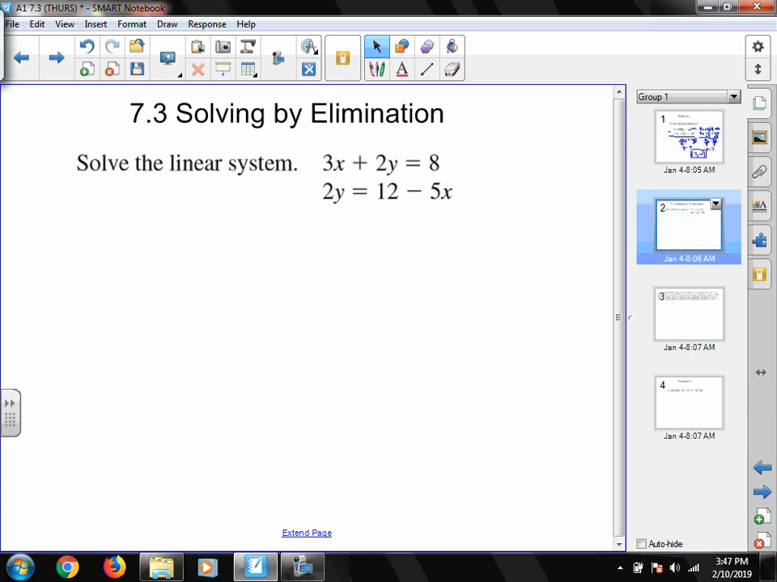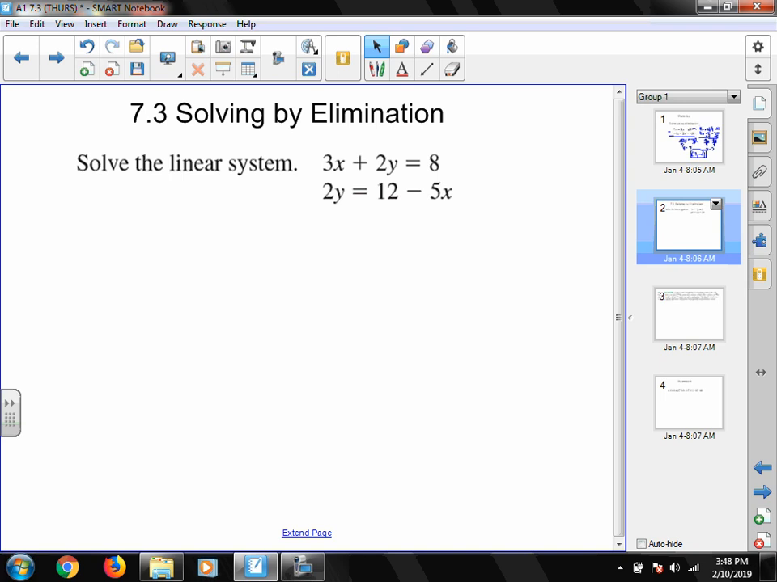Now, staying in 7.3 today, still talking about elimination, and we're going to solve the linear system 3x plus 2y equals 8, and 2y is equal to 12 minus 5x. Now, hopefully you go, this is not in the same order that we've worked with, okay? X's and y's have to be on the same side. That's everything that we have seen so far.